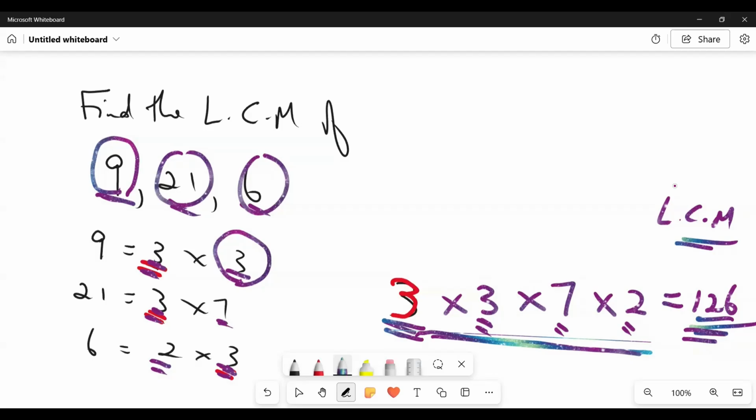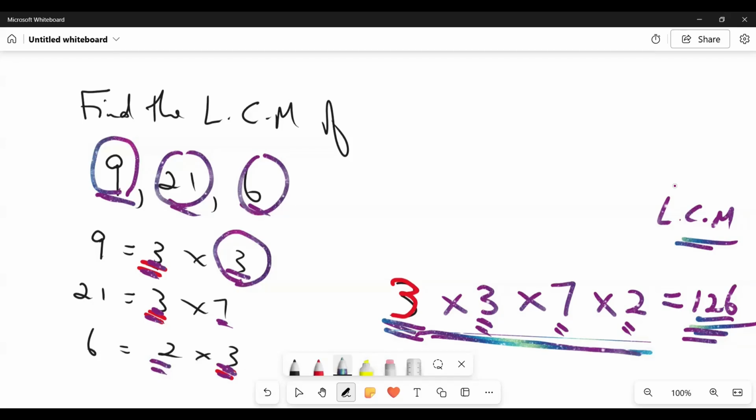Okay, so I get that. So the process is how you pick out the multiples, right? Then we multiply it. So in other words, when we multiply it, 126 is going to be the LCM of 9, 21, and 6. Yes. Okay, thank you. Yeah, remember the process.